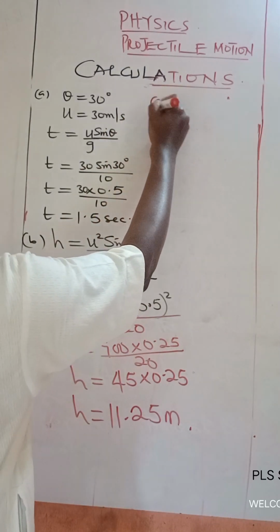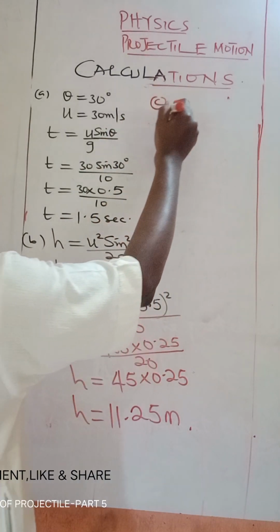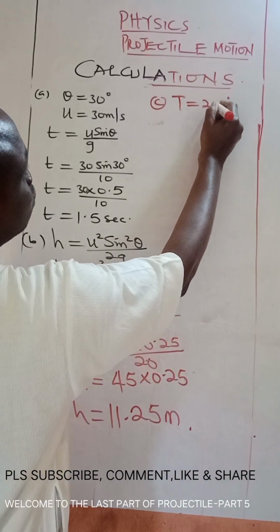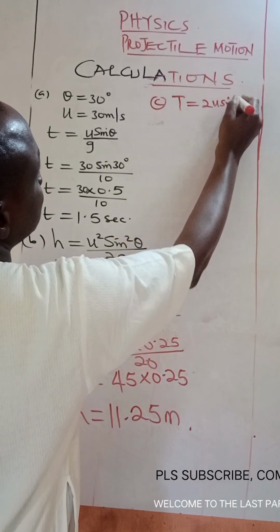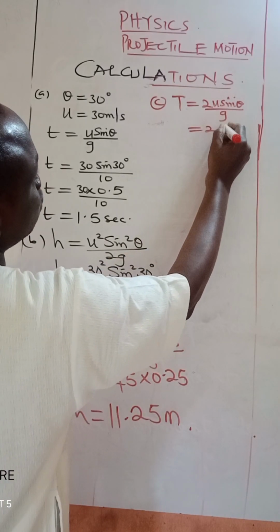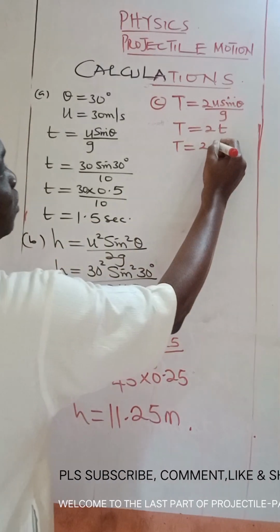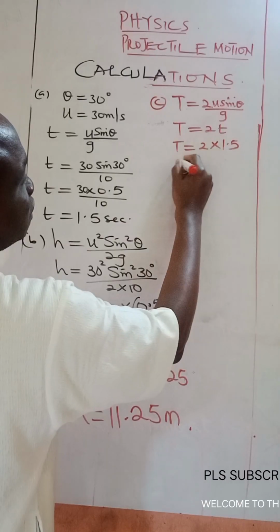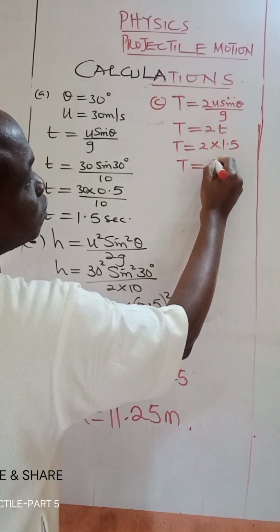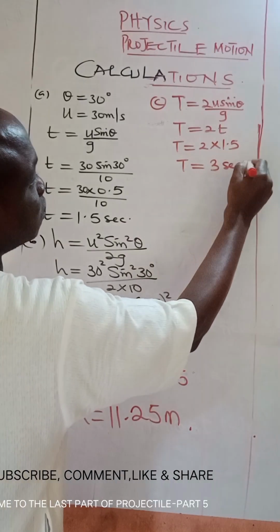So let's see the C part of the question. We have to calculate the total time of flight, which is equal to 2u sine theta all over g, or the same thing as 2t. And don't forget we have gotten our t to be 1.5. So 2 times 1.5, T now is equal to 3 seconds.